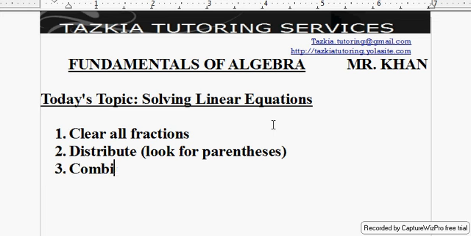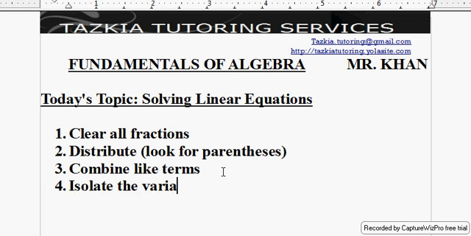Rule number 3, combine like terms. I hope you know what like terms are. Look for like terms, you identify them, and you need to combine them. Sometimes they are on opposite sides of the equation, and you need to bring them on the same side and combine them together. Once that's done, the last and final step is to isolate the variable. After all, that's the final goal, to solve for the variable, and once you isolate the variable, you find the answer. Now let's look at an actual example to see how you apply these rules.